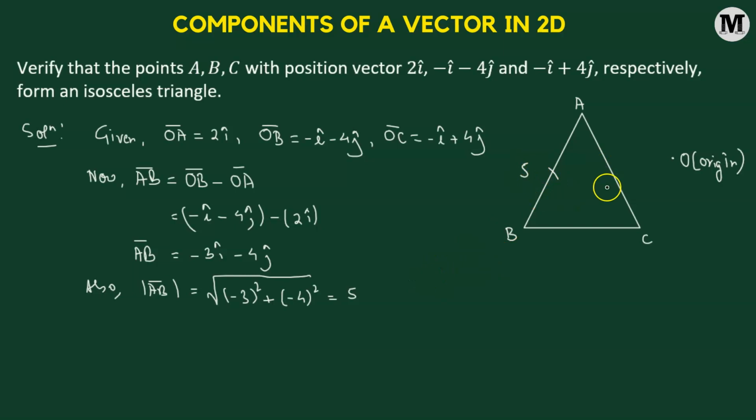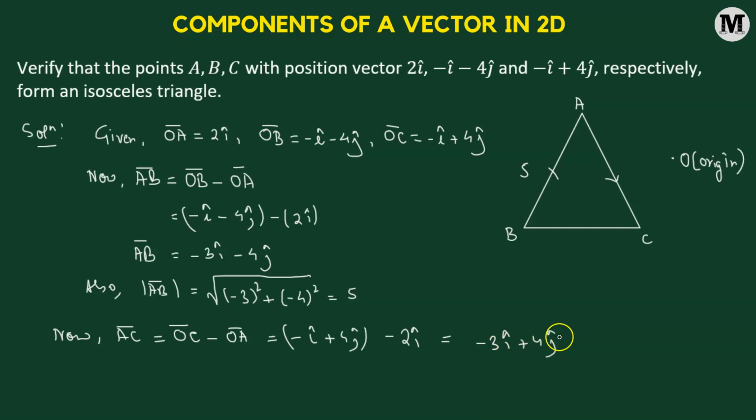Next, what we'll do, we'll try to find out the vector AC. Now, AC vector is defined in terms of the position vectors as OC vector minus OA vector. Now, what is OC vector? That's negative i cap plus 4j cap. And from here, we're subtracting OA vector, that's 2i cap. This is going to give us negative 3i cap plus 4j cap.